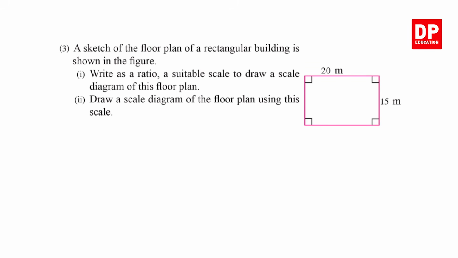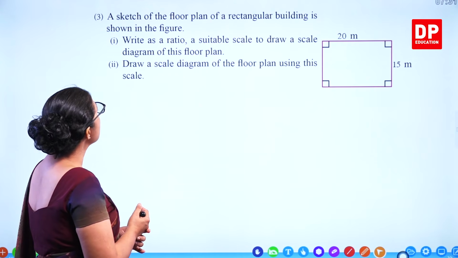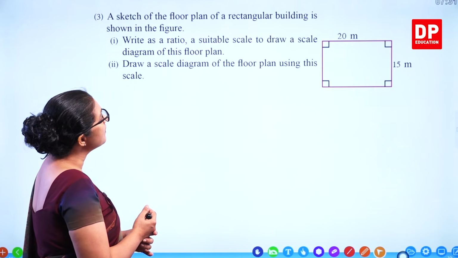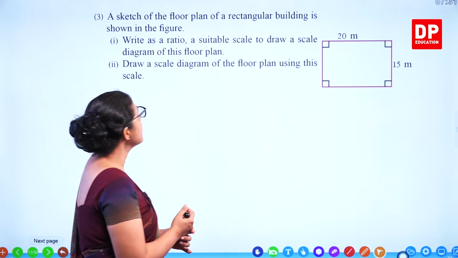Now we'll look at the next question. A sketch of the floor plan of a rectangular building is shown in the figure. So actual lengths are given. Write as a ratio a suitable scale to draw a scale diagram of this floor plan, and draw a scale diagram of the floor plan using this scale.